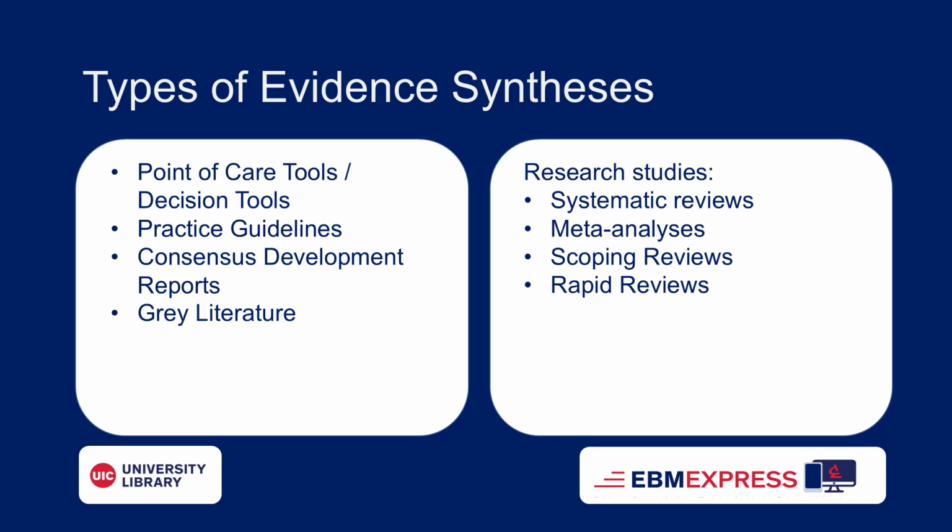Evidence syntheses come in many forms, including point-of-care tools, decision tools, practice guidelines, and consensus development reports. And they also include gray literature, such as government reports and other syntheses published outside of the traditional publishing industry. Additionally, systematic reviews, meta-analyses, scoping reviews, and rapid reviews are types of evidence syntheses. These syntheses are all also types of research studies with specific methodologies and are the types of evidence syntheses that we'll be focusing on in this section.